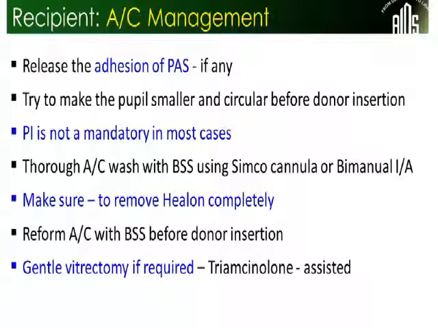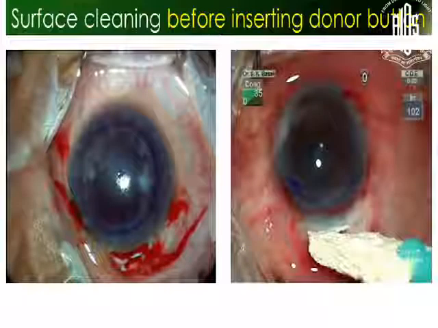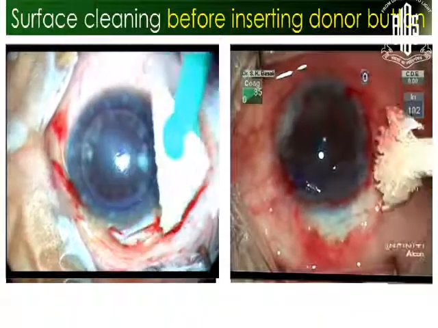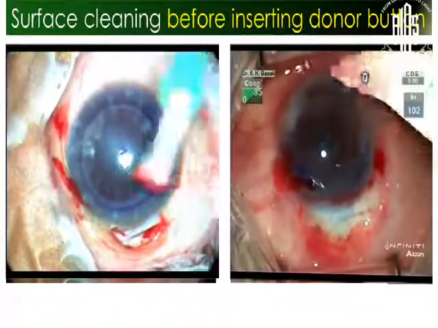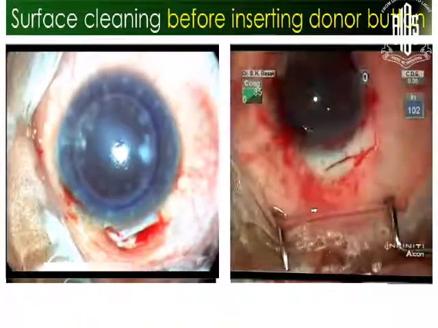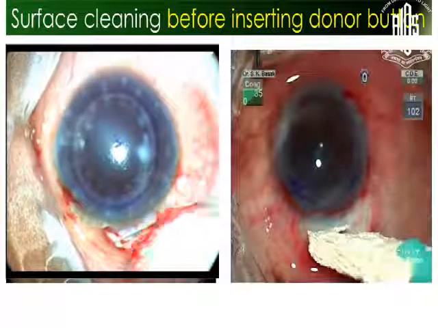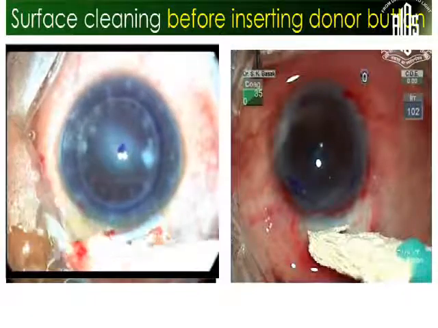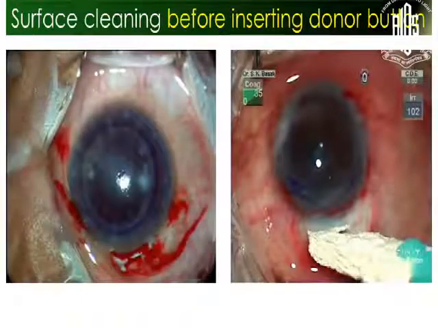And a good vitrectomy is required if there is any vitreous, and if you put triamcinolone acetonide, you can do a better vitrectomy. Surface cleaning is also important, because sometimes with a lot of peripheral vascularization, it bleeds. So you do not take the clot along with your donor. So cleaning the clots and cleaning the viscoelastic from the surface before insertion of the lenticule is also important.